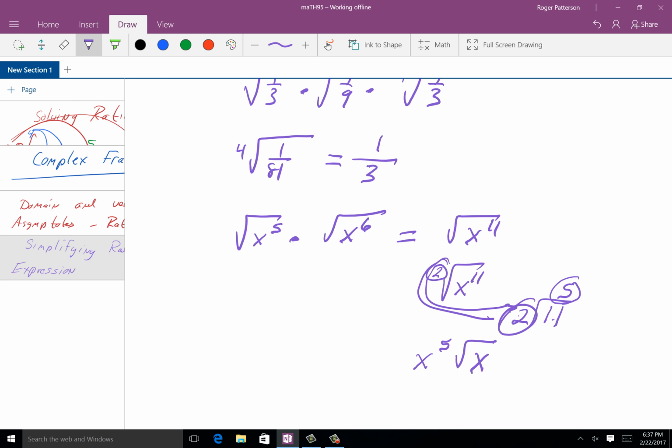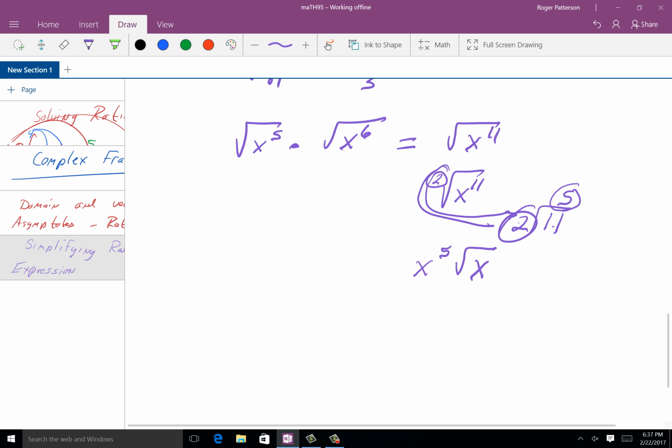Okay. So let's try one that's not a square root. Let's try a 5th root, for example. Say we have x to the 8th times the 5th root of x to the 9th. So that's going to give me the 5th root of x to what power? 17. Now if we use the same strategy, we take this 17 and find out how many groups of 5s I have in there. 3.